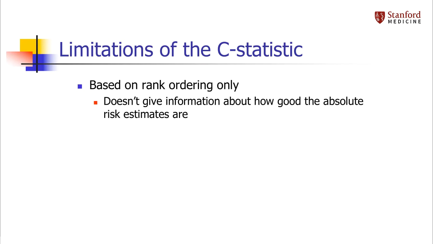The C statistic does have some limitations. The C statistic is only based on rank ordering. You can get a perfect C statistic if your cases always have higher predicted probabilities than your controls, even if the predicted risk doesn't actually match the absolute risk of disease in your population. So if your model says a male smoker is going to have a predicted chance of getting heart disease of 25%, that model might have great discrimination, but maybe male smokers really only get heart disease 12% of the time. So that absolute value for the predicted risk might be off.